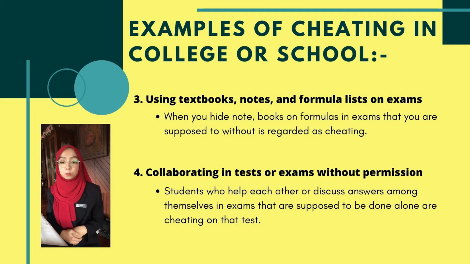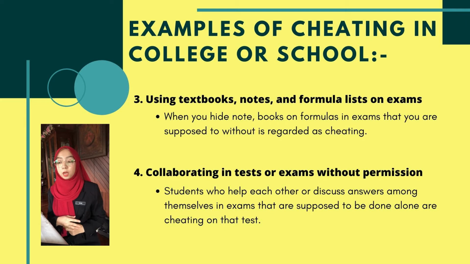Number three is using textbooks, notes and formula lists on exams. When you hide notes, books or formulas in an exam where you are not supposed to have them, it is regarded as cheating. You have a means of obtaining answers when the answers are supposed to come from your brain, unless an open book exam allows the use of textbooks, formula lists and notes during the test. Number four is collaborating in tests or exams without permission. Students who help each other or discuss answers among themselves in an exam that is supposed to be done alone are cheating on that test. The test should measure students' personal understanding, which will not happen at all.